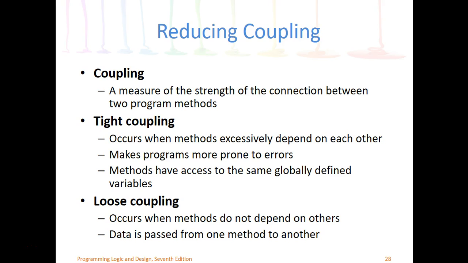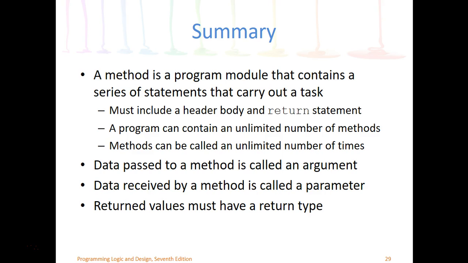Coupling is when two methods have a relationship. If it's tightly coupled, that means you can't run one method without using the other method. You really don't want that in a program if possible, because if you have methods that are tightly coupled, then no matter what, you have to include them in every single program that might use one of those methods. So you want to reduce the coupling if possible. And the summary slides you can take a look at on your own.